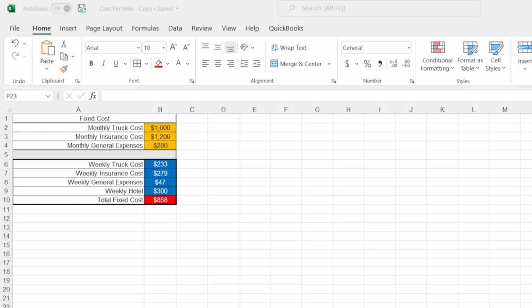I'm going to talk about some basic accounting concepts, and the first thing we're going to talk about is your fixed costs. Fixed costs are expenses that do not change no matter how much your truck produces. No matter how many miles you drive, your fixed costs stay the same. You can see here on the screen, we have 4 general fixed costs. The monthly truck cost, so if you have a loan, however much your loan is for each month.